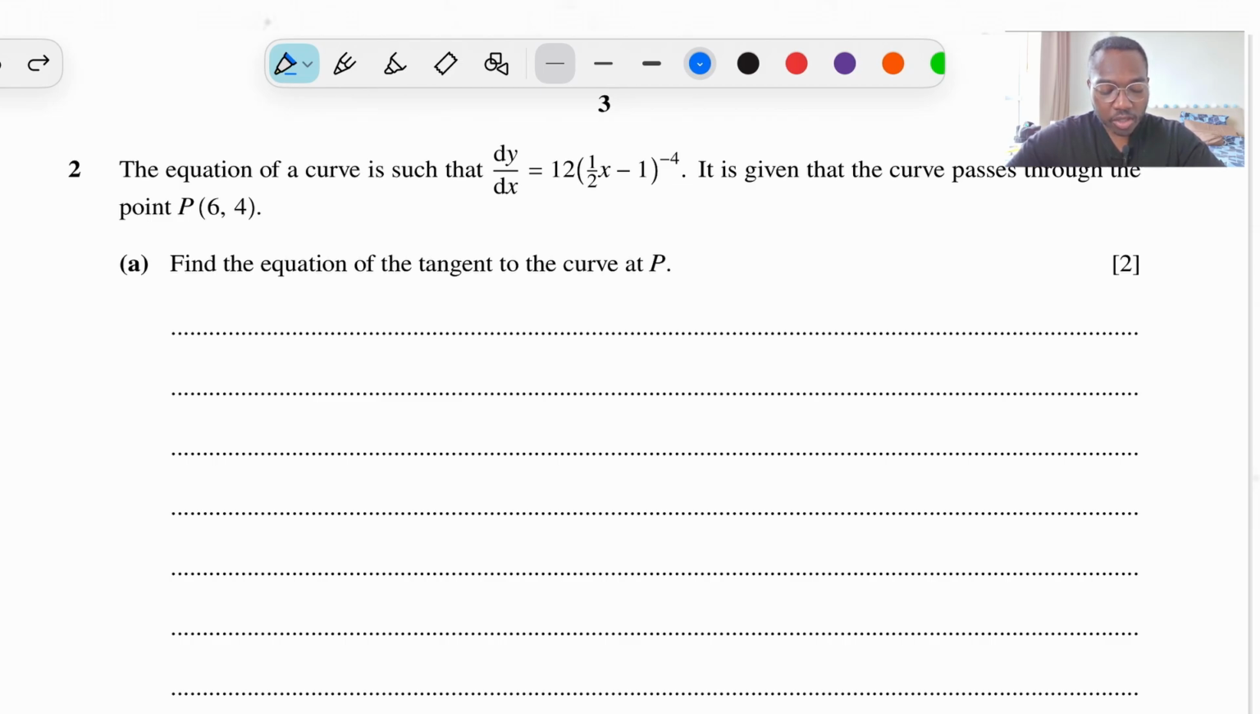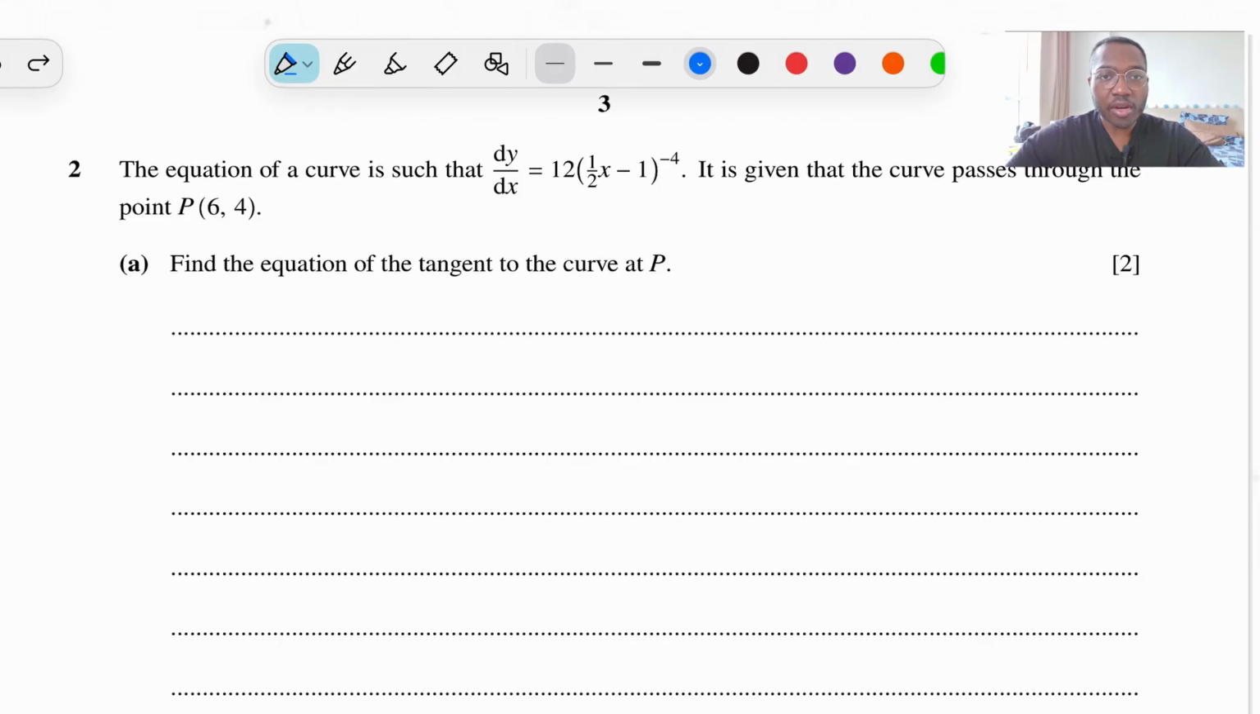In this question, we're working out the equation of the tangent to a curve at P. So that's going to be an equation of a straight line. Therefore, we need to know our x, our y, and our m value, okay? M would be the gradient. So we know our x and y. We know that if it's the tangent to the curve at P, our x and y values will just be 6 and 4. And we just need to work out our m value now.